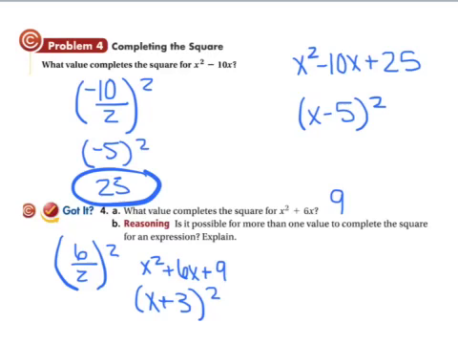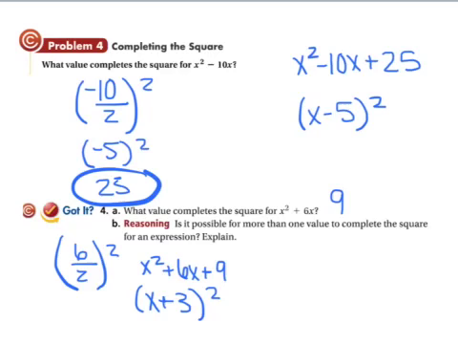What do you guys think? Is it possible for more than one value to complete the square? Do you think I could have a different number other than 9? Think about perfect square trinomials. You guess not. And that's going to lead into my next question. Is this constant that we find ever going to be negative? No, because you're squaring something.